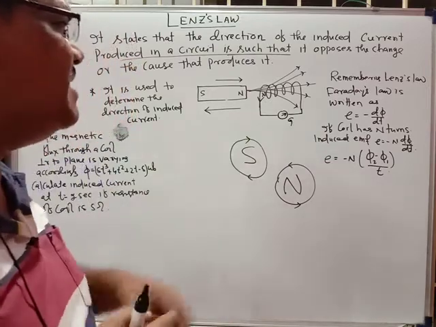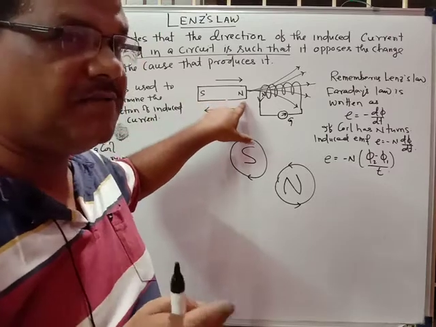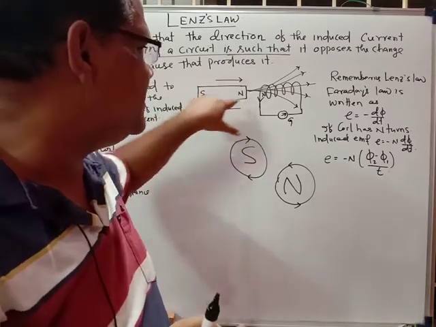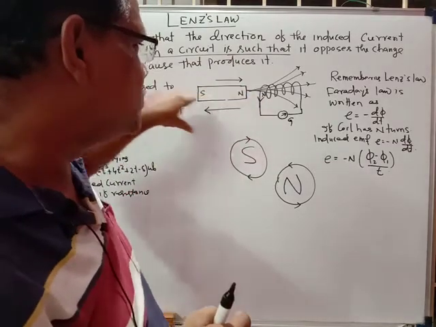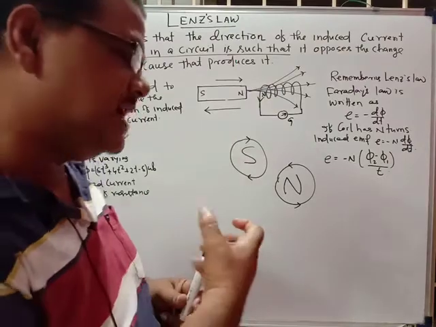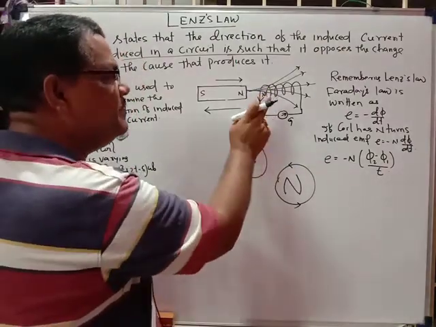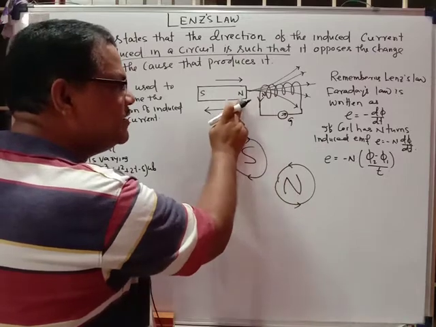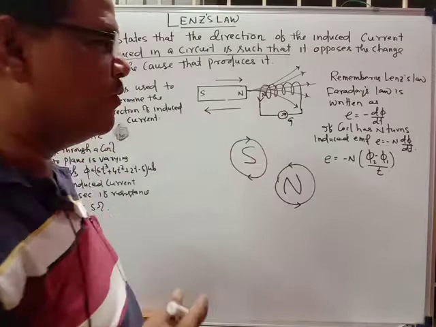Because the north pole is going away, the induced current must oppose the behavior of the north pole. What is the behavior of this magnet? The magnet is going away from the coil. As it is going away from the coil, the nature of the induced current will be such that it will attract the north pole. So it becomes the south pole. If it is the south pole, immediately it will attract the north pole. That means the current will be flowing in clockwise direction.